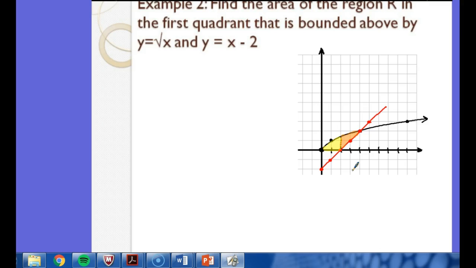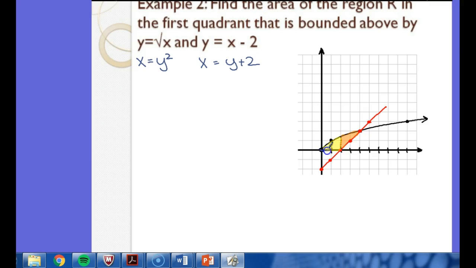What we have to do, though, in order to do right minus left, is solve both of those equations for x. So how do you get rid of a square root? Square it. So x would equal y squared. And over here, you just want to solve for x, so you add the 2. So you get x equals y plus 2.